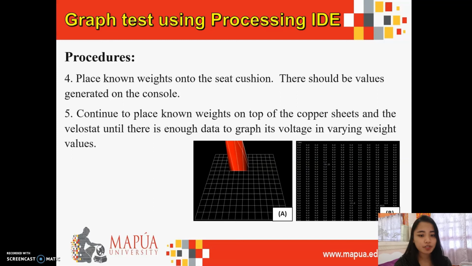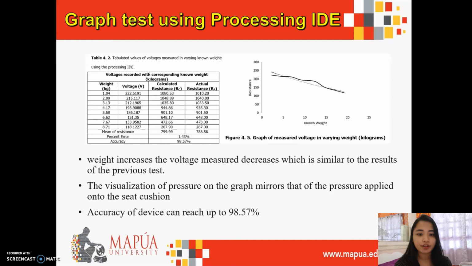Table 4.2 shows the values obtained in the experiment, resulting in Figure 4.5. Voltage and calculated resistance were calculated using the formula in Figure 3.8 of our paper. The actual resistance was obtained using a digital multimeter connected to the 16-channel multiplexer. The percent error of the mean of calculated and actual resistance resulted in 1.43%, thus giving our device a 98.57% accuracy.